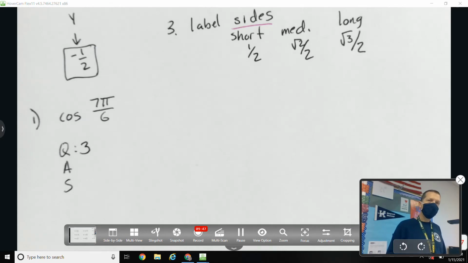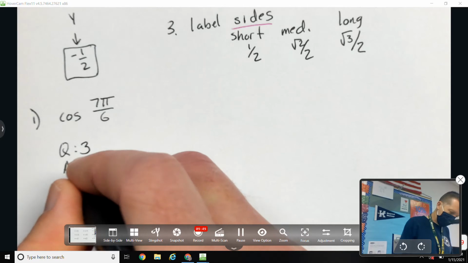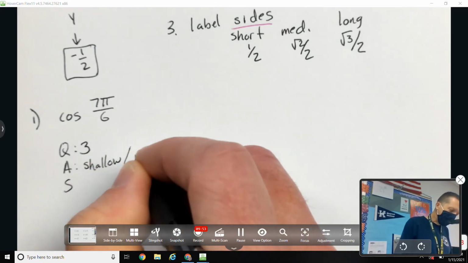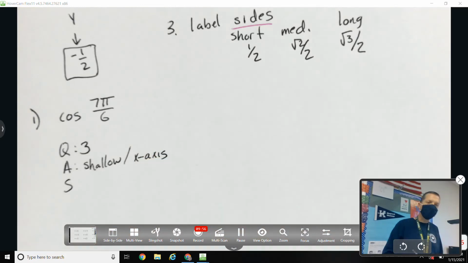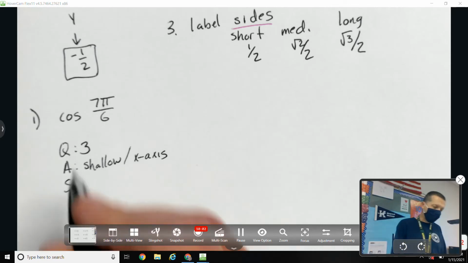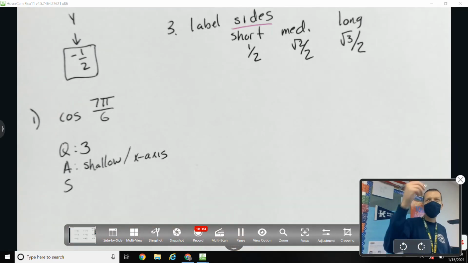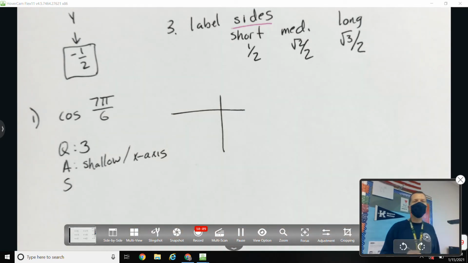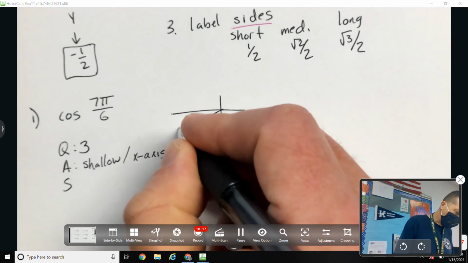X-axis. Why do you say x-axis? That's what you guys write down in the notes. Because that's what I said earlier. All the over 6s are closer to the x-axis. So I'm going to draw a picture in the third quadrant close to the x-axis. And if I write this out first, I don't have to do the full picture. I can kind of cheat, and I only need the third quadrant, so I can draw my little baby picture of just one quadrant. So quadrant 3, shallow.